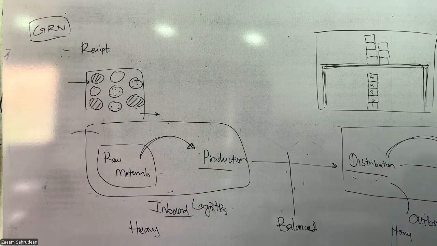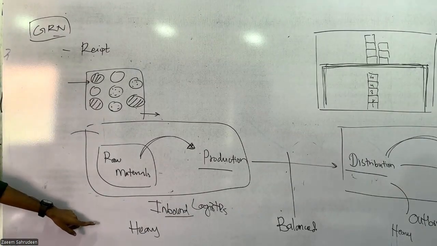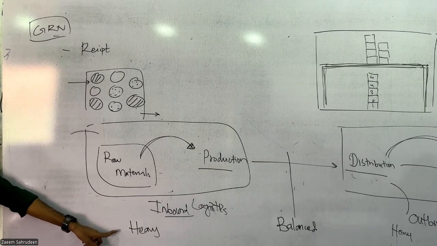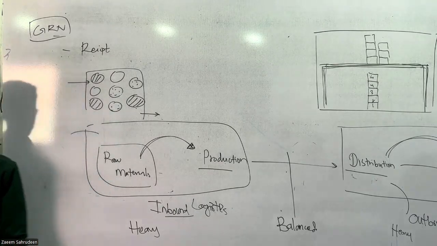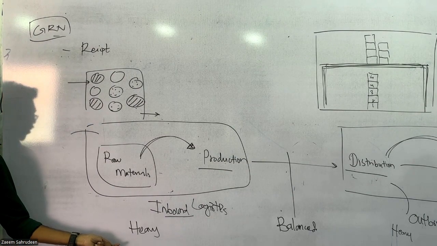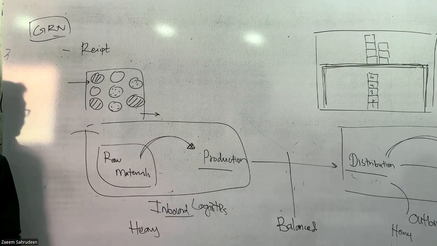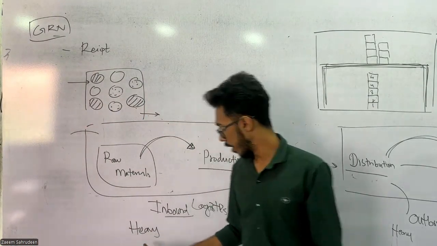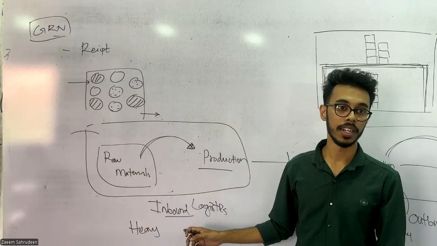Inbound logistics, as I said, is how raw materials come into the business. Heavy inbound means getting raw materials into the business is difficult. For example, Airbus can manufacture a plane, but the raw materials have to come from different countries. So the inbound is a little bit difficult.